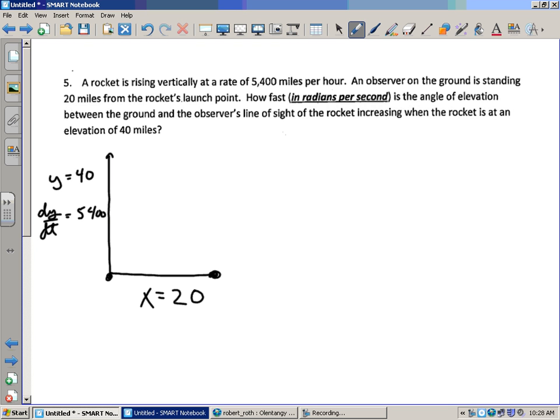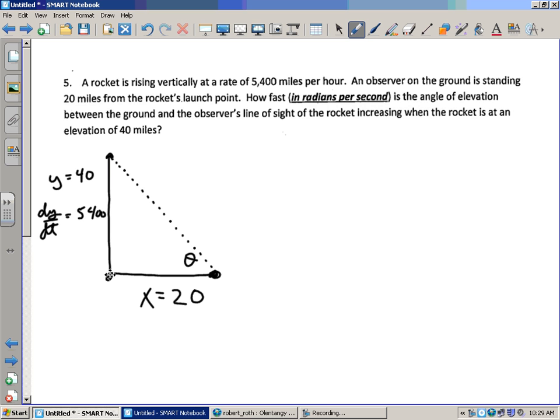5,400 miles per hour. How fast in radians per second is the angle of elevation between the ground and the observer's line of sight of the rocket increasing when the rocket is at an elevation of 40 miles? Okay, so we want to know the rate at which this angle is changing from the observer.